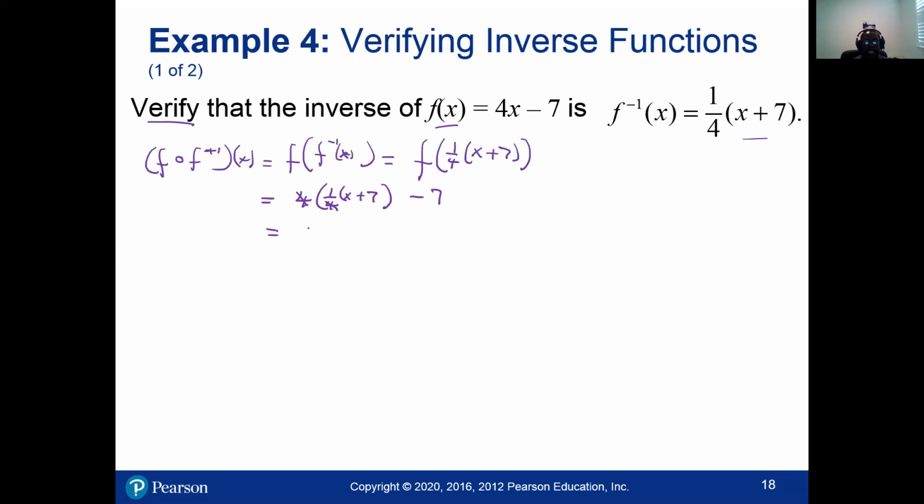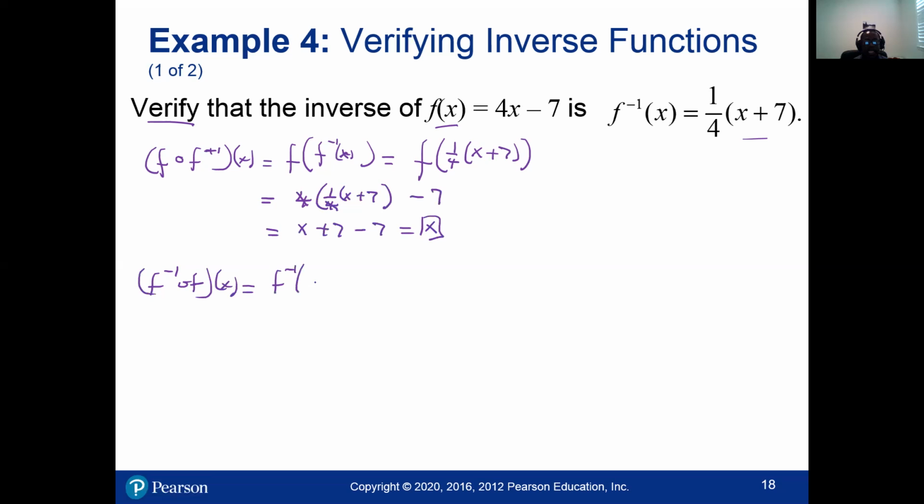So what we have there is basically x plus 7 minus 7, and that gives me x. Then we also have to compose the inverse function, that is f inverse of f.